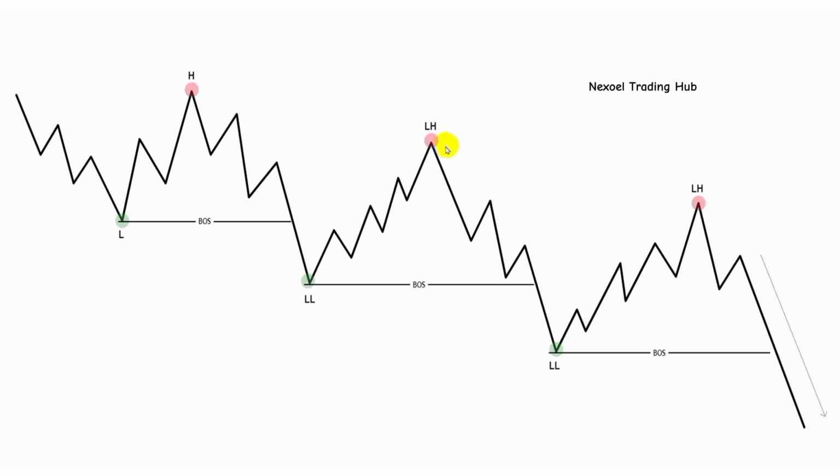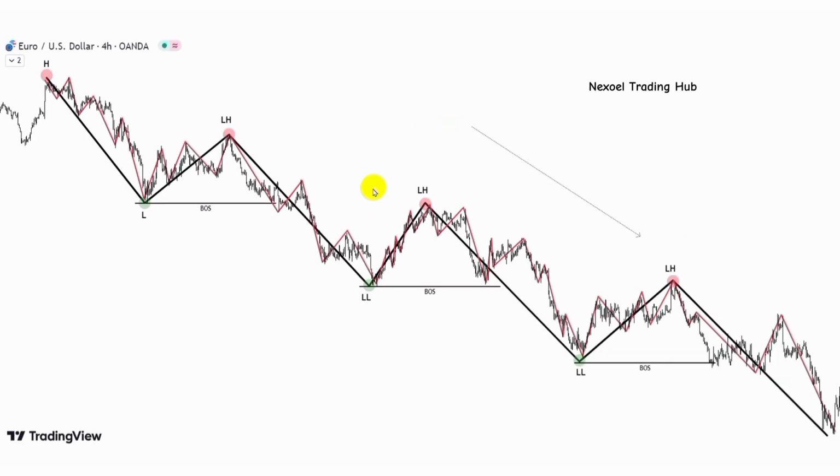So now let's look at a chart example of that. So this is the Euro USD. This is the 4-hour time frame. So this is actually the daily market structure.